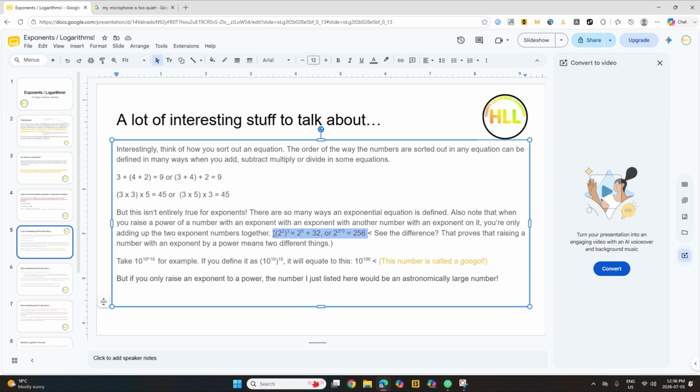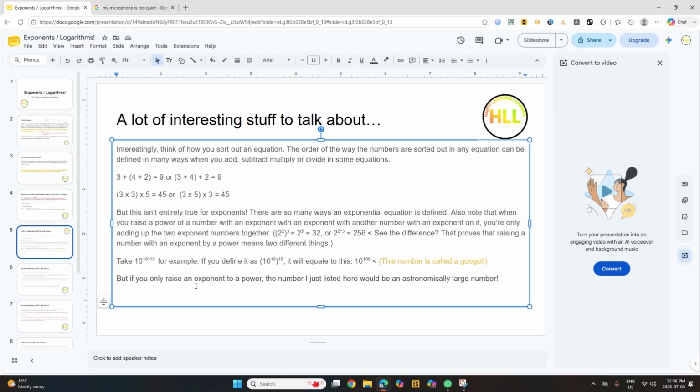That's exactly going to show you the way how it's defined. Now take 10 to the power of 10 to the power of 10, for example. If you divide it as 10 to the power of 10 to the power of 10, as in multiplying those tens together, you're going to get a googol right here, or in simple terms, 10 to the power of 100.